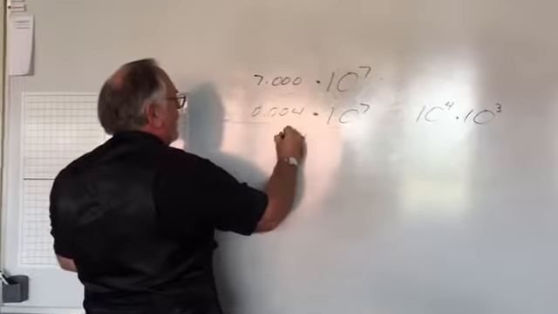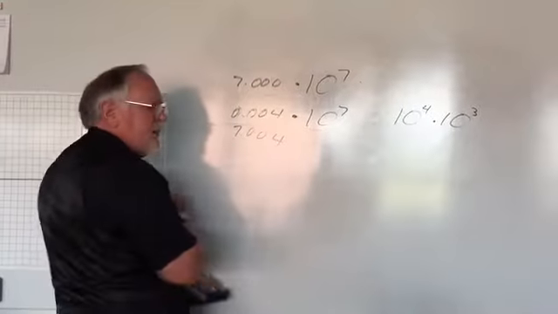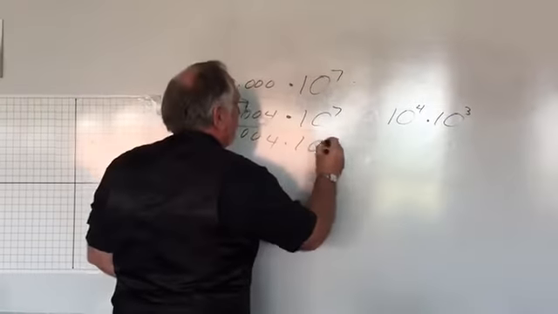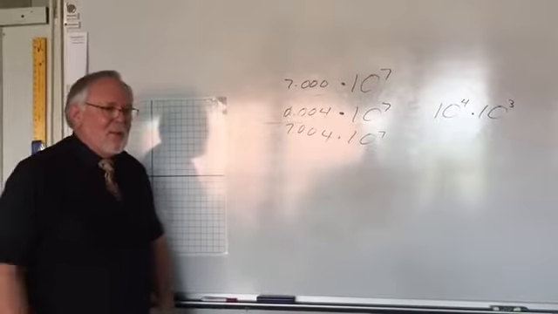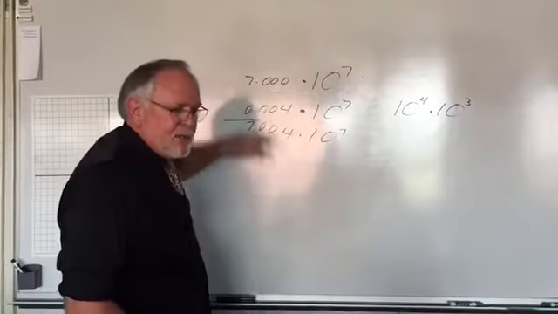So I got 7004 point, right? Times 10 to the 7th. That's your answer. And notice, Neve, it is in scientific notation, isn't it? There's a good call, but you have to wait till you're done with your addition first, okay?